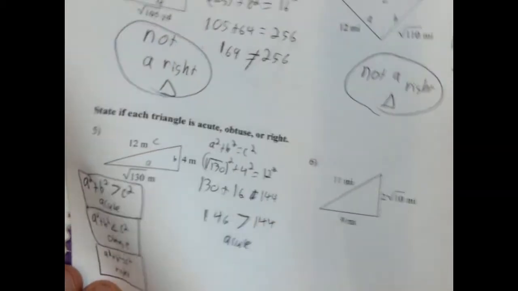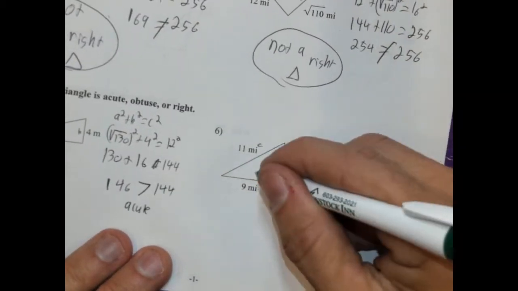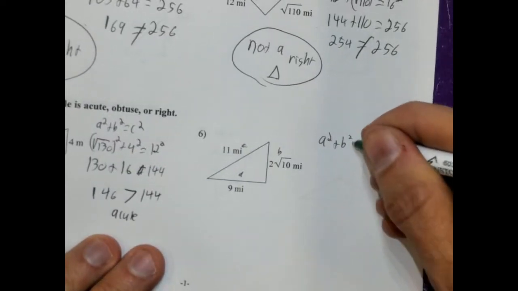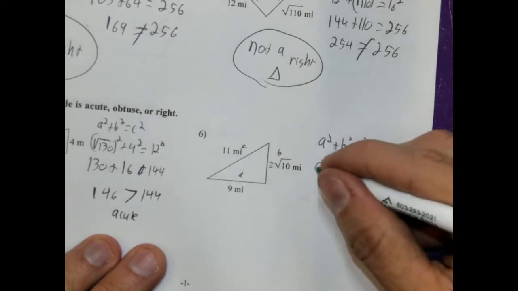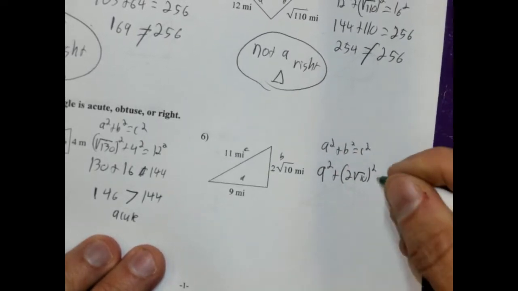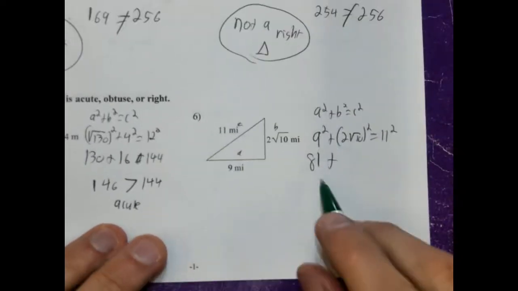Okay. All right, number 6. This is going to be our C. This is our A. This is our B. So a squared plus b squared equals c squared. 9 squared plus 2 radical 10 squared equals 11 squared. So 81 plus, I want to do this over here so you can see how I did this.